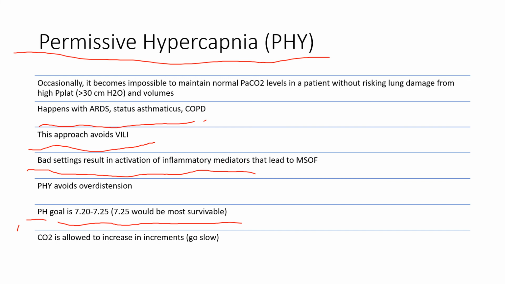But remember, when we do permissive hypercarbia, we've got to go slow. It's around 10 millimeters of mercury rise in CO2 per hour, and then at most you want to allow it to go up to 80 traditionally, and we can go above that, but we're going to try to go slow with this because it'll cause the patient to breathe faster traditionally, so we've got to titrate it slowly.